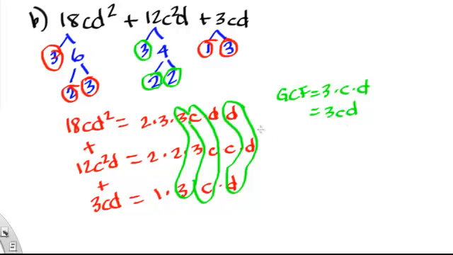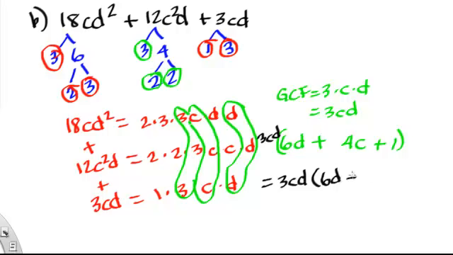And the easy way that my students like to do this is they look at what's left over. 2 times 3 times d, which is 6d, plus 2 times 2 times c, which is 4c, plus the only thing I have left at the bottom is that 1. And on the outside, we put that factor, or the greatest factor, which was 3cd. So our answer is 3cd plus 6d plus 4c plus 1.